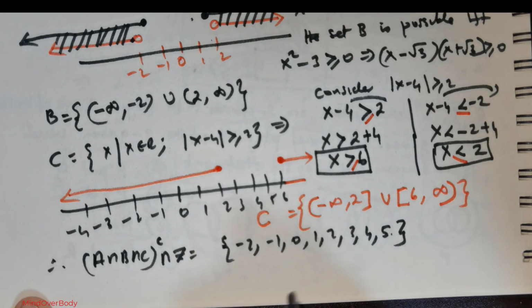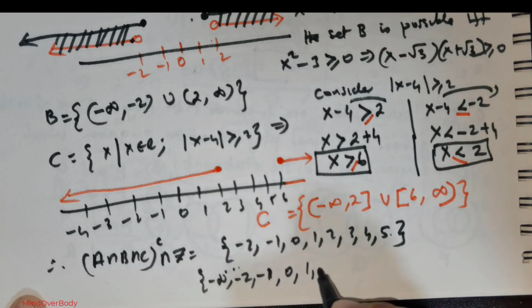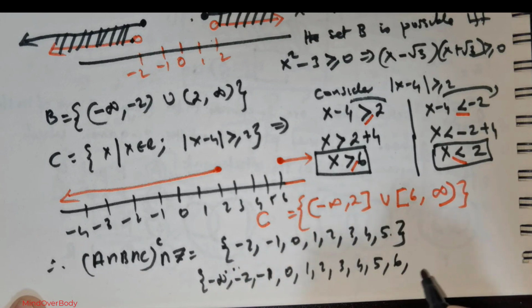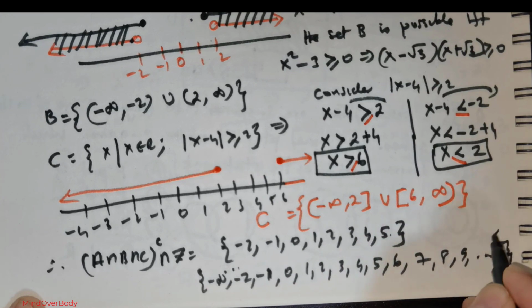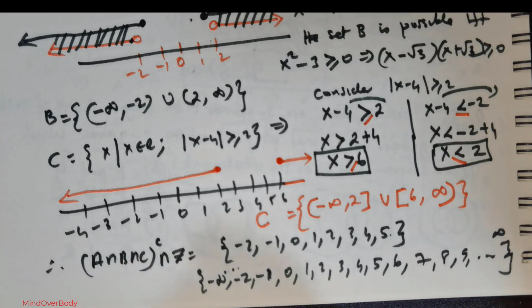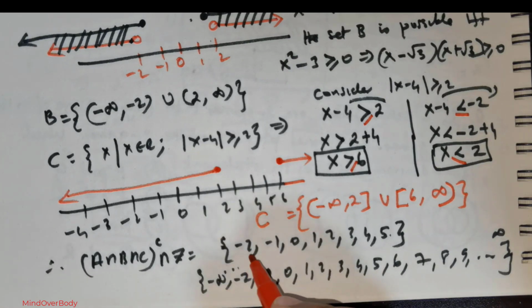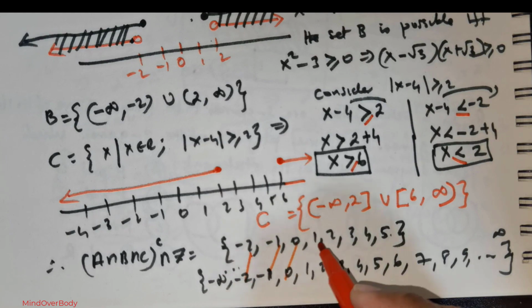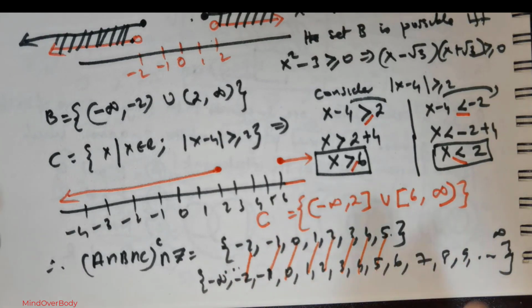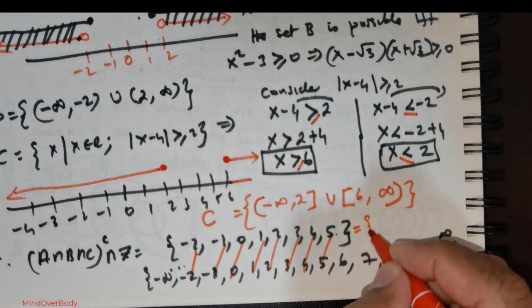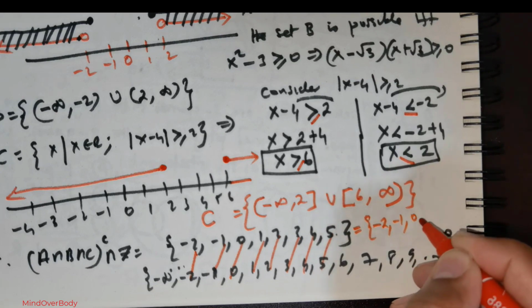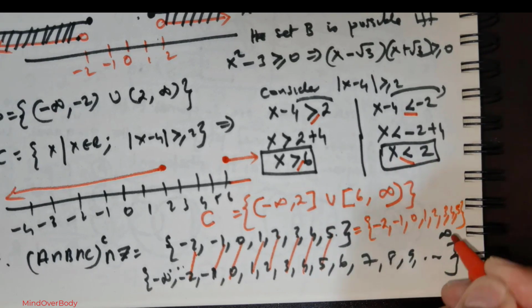And the set of integers, what exactly is it? The set of integers starts from negative infinity, goes all the way to negative 2, negative 1, and then 0, 1, 2, 3, 4, 5, 6, 7, 8, 9, etc., to positive infinity. So where do you get the intersection? The intersection is only found with these points: negative 2, negative 1, 0, 1, 2, 3, 4, 5. So what's the set? The set is going to be negative 2, negative 1, 0, 1, 2, 3, 4 and 5.